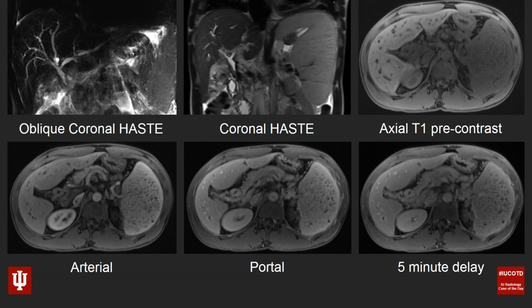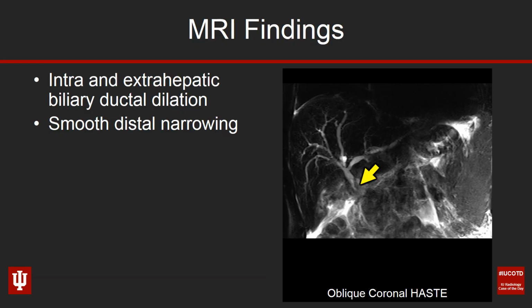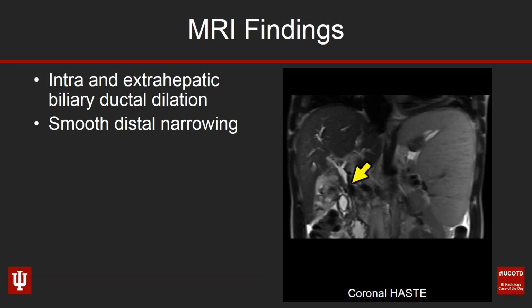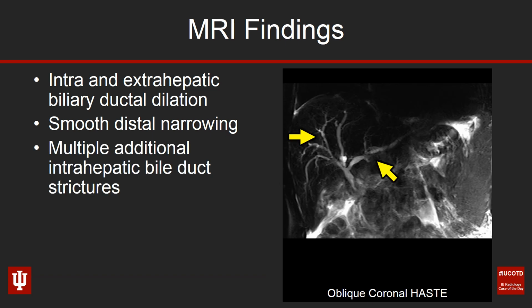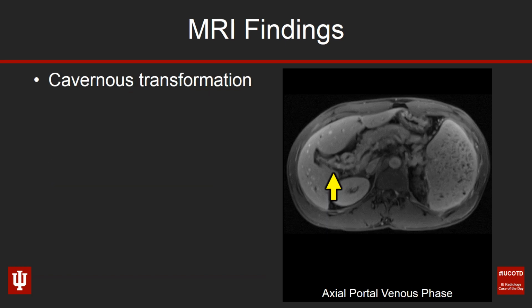Let's go through the images and findings. On the oblique coronal HASTE thick slabs, we see that there is intra- and extrahepatic biliary ductal dilation with smooth distal tapering. These are also present on the coronal HASTE images. There are also multiple intrahepatic bile duct strictures. There is a tangle of vessels at the porta hepatis, reflective of cavernous transformation.